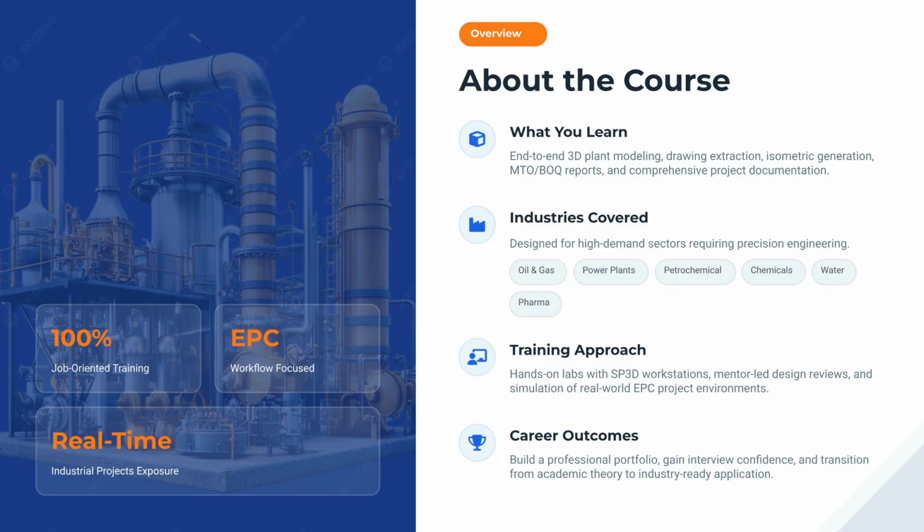You will learn end-to-end 3D plant modeling, drawing extraction, isometric generation, and MTO/BOQ reports. It covers high-demand sectors like oil and gas, power plants, and petrochemicals.